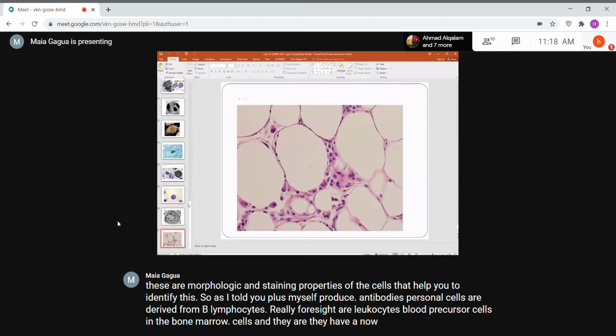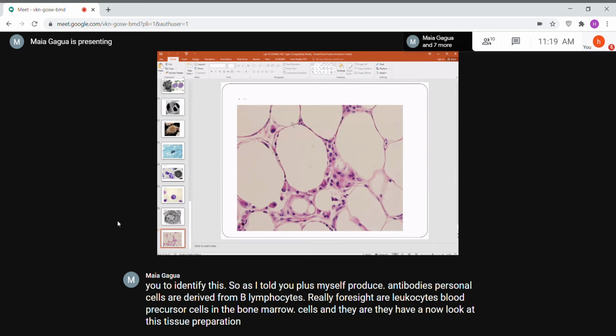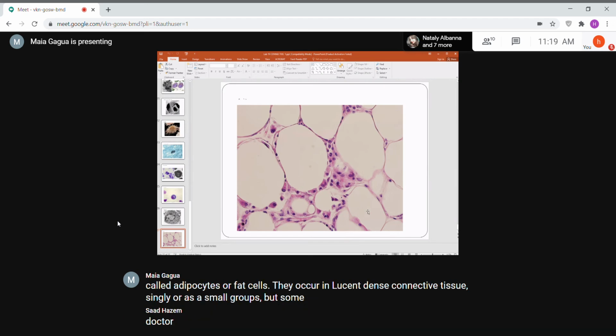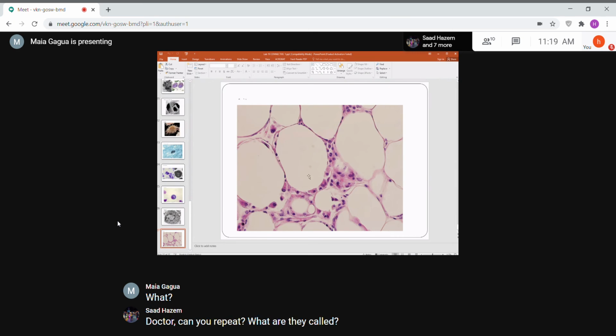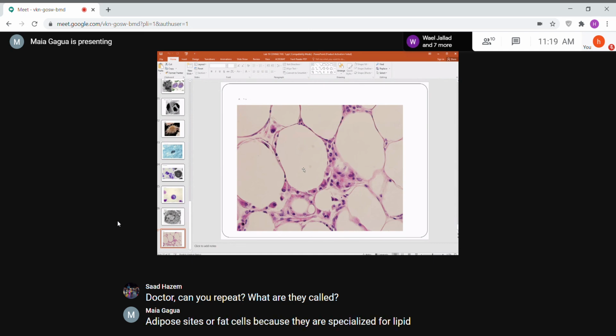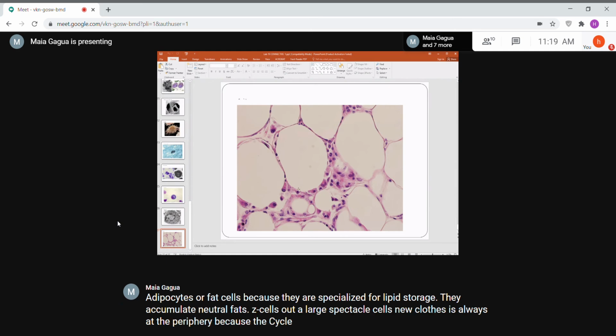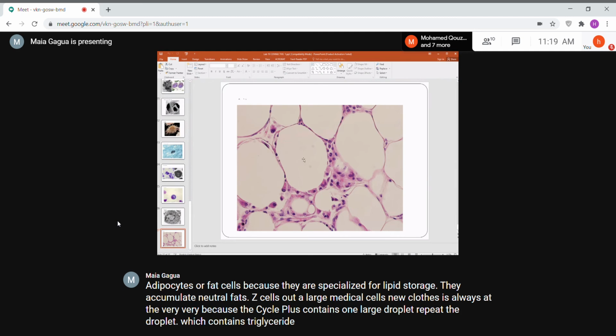Now look at this tissue preparation. These large spherical cells are called adipocytes or fat cells. They occur in loose connective tissue singly or as small groups. They are called adipocytes or fat cells because they are specialized for lipid storage. They accumulate neutral fats. The nucleus is always at the periphery because the cytoplasm contains one large lipid droplet, which contains triglycerides. So this cell is specialized for lipid storage.